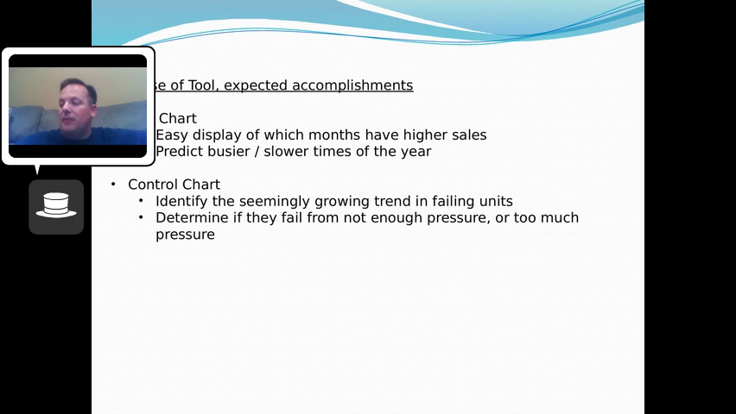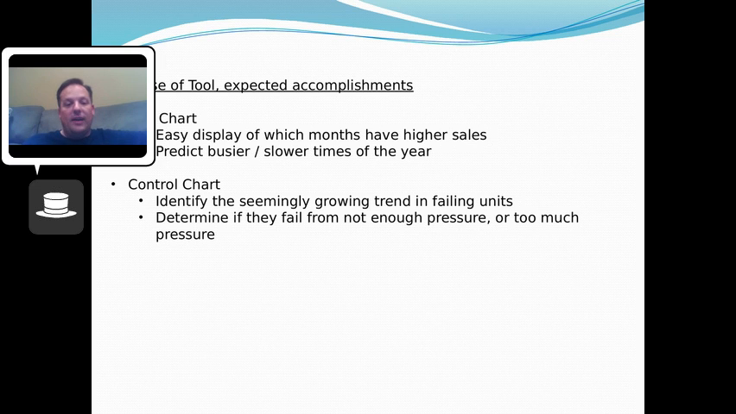and our expected accomplishments here for the run chart, this is going to be an easy display of which months have a higher sale. Is it summertime? Is it wintertime? And it'll be able to predict busier or slower times of the year. Mainly what we're looking for here, use some historical data, find out what we've done in the past. We could do future sales or future orders, depending if we're selling direct to the public or if it goes to a retail big box store like Sears, Lowe's, Home Depot, Menards.